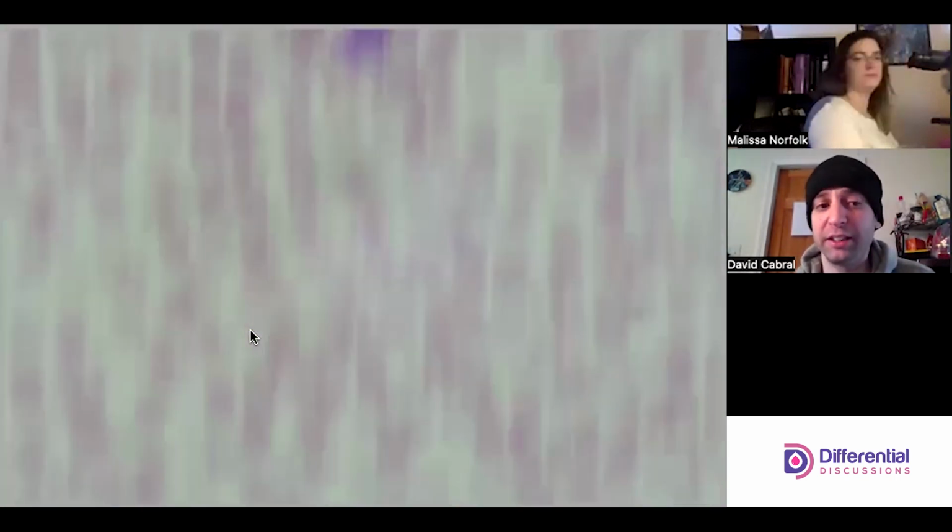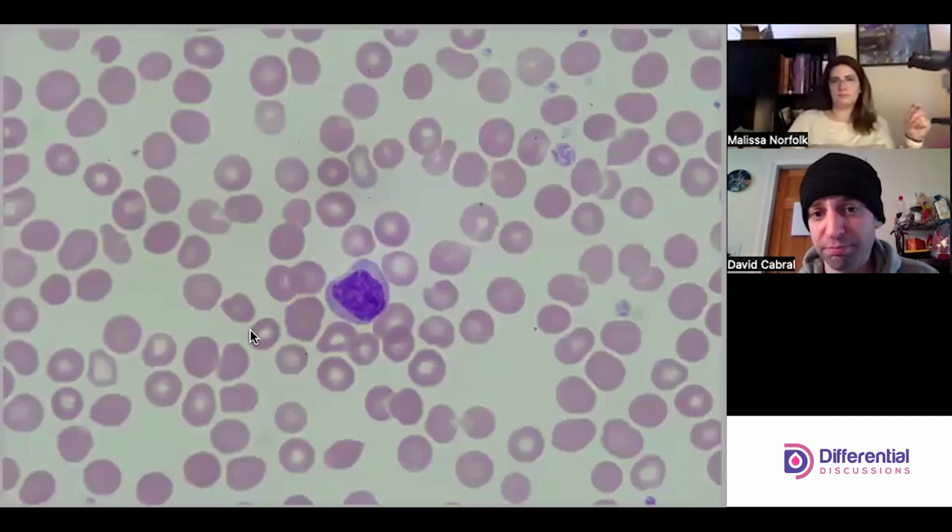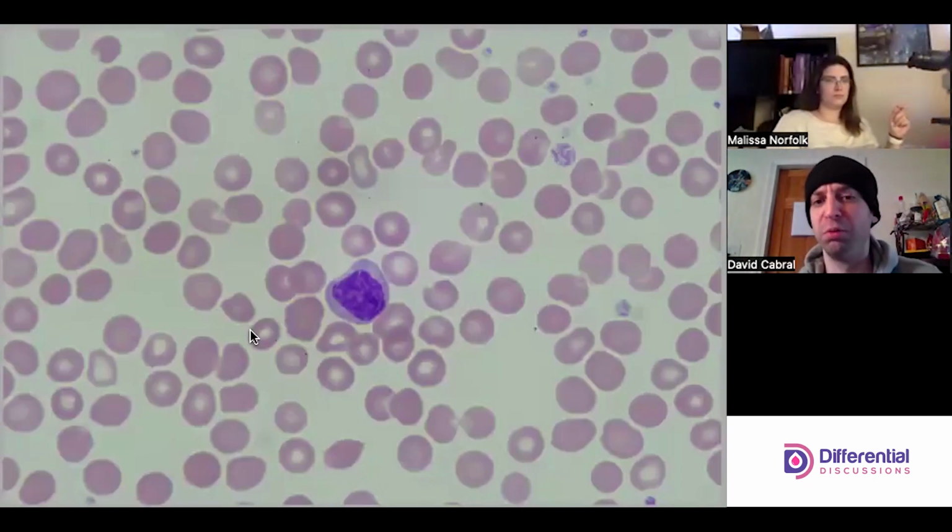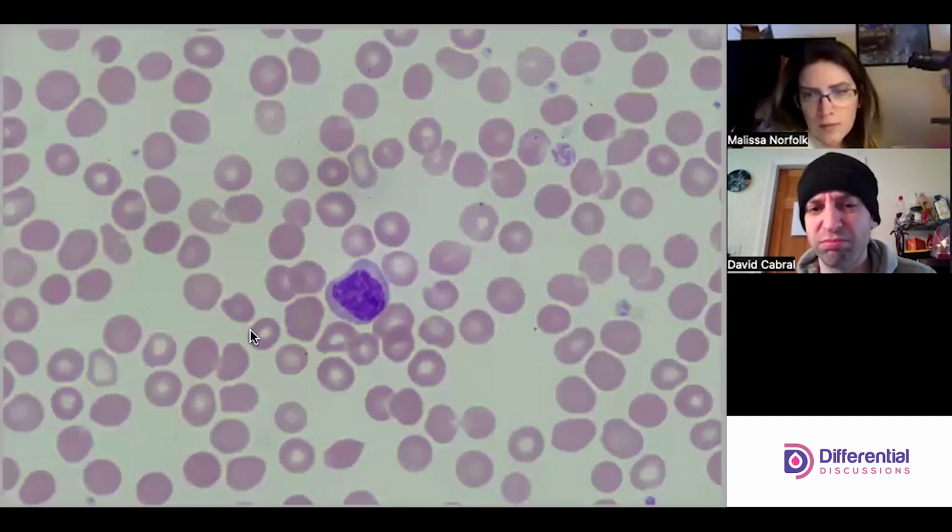Another thing you might see in a patient getting chemotherapy is another immature granulocyte. Would you say this is a myelo or meta again? I think he's a myelo.